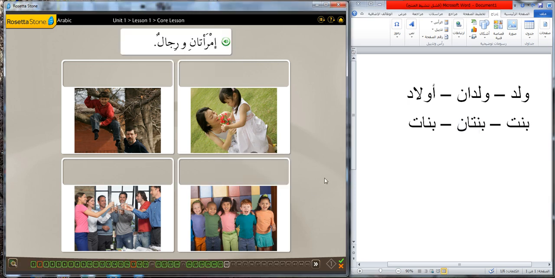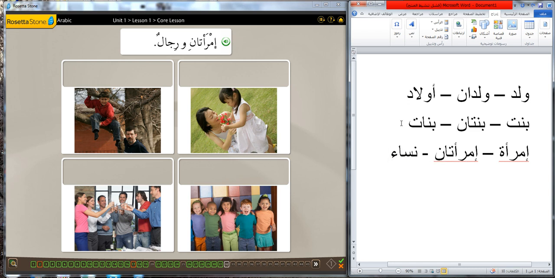امرأتان ورجال. امرأة, one woman. امرأتان, two women. نساء, women. Okay, so here امرأتان and رجال.